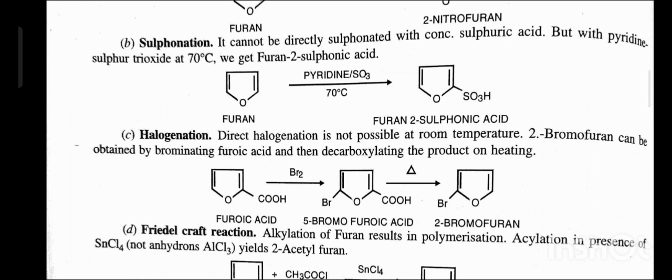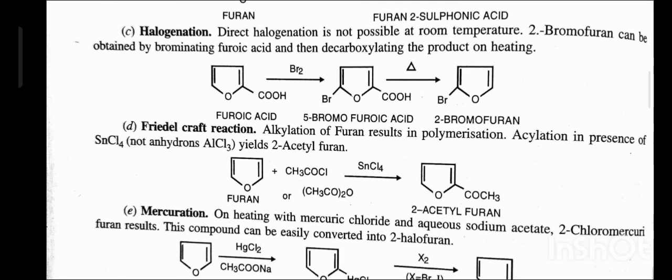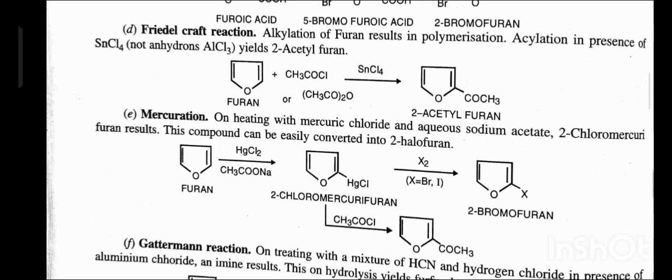Direct halogenation is not possible at room temperature. 2-bromofuran can be obtained by brominating furoic acid and then decarboxylating the product on heating. Friedel-Crafts reaction. Alkylation of furan results in polymerization. Acylation in the presence of SnCl4 yields 2-acetyl furan. Mercuration. On heating with mercuric chloride and aqueous sodium acetate, 2-chloromercuri furan results. This compound can be easily converted into 2-halofuran.